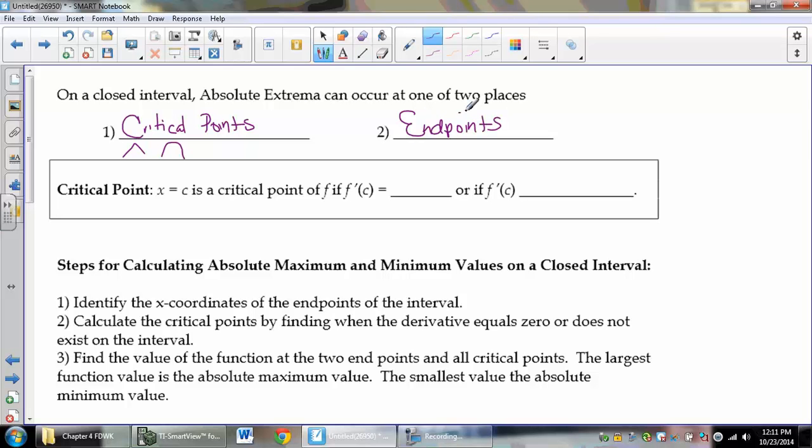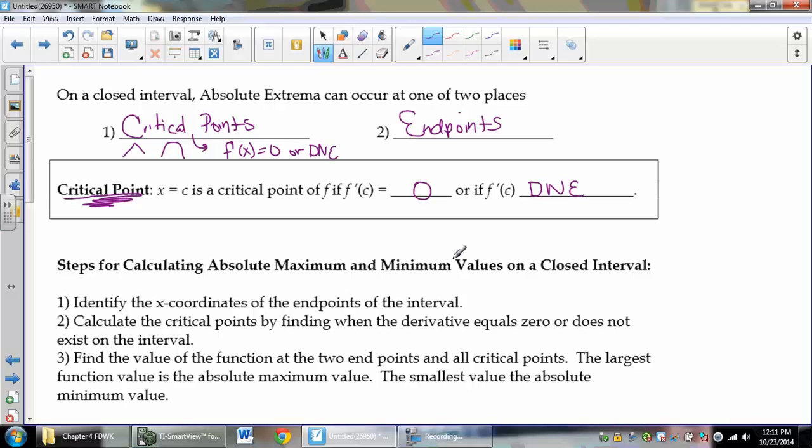And to clarify a little bit more, what is a critical point? Well, a critical point has a calculus definition, so that's a vocab term you're going to need to know. x equals c is a critical point of f if f prime of c equals 0 or if f prime of c does not exist. In other words, a critical point is where your derivative either equals 0 or does not exist.